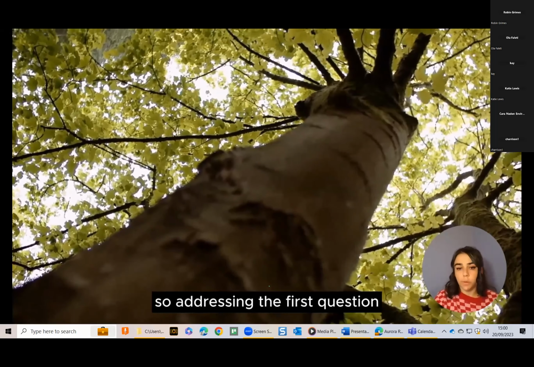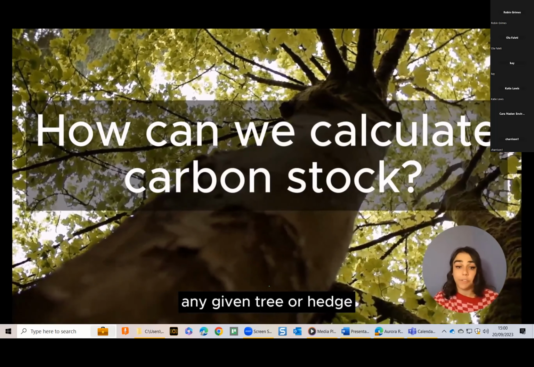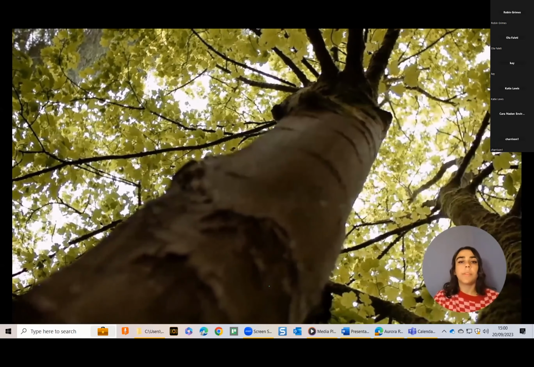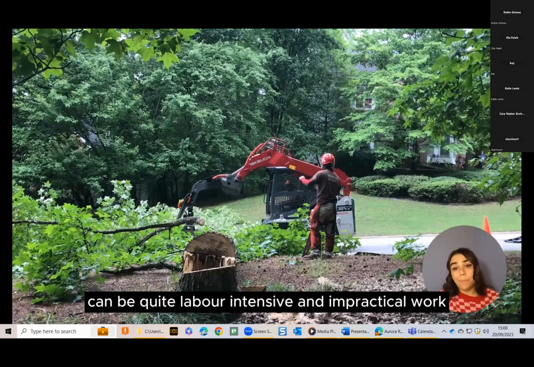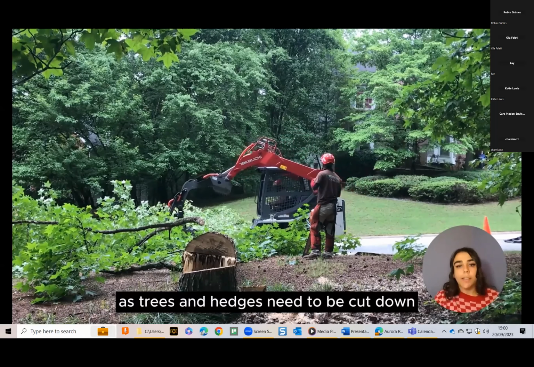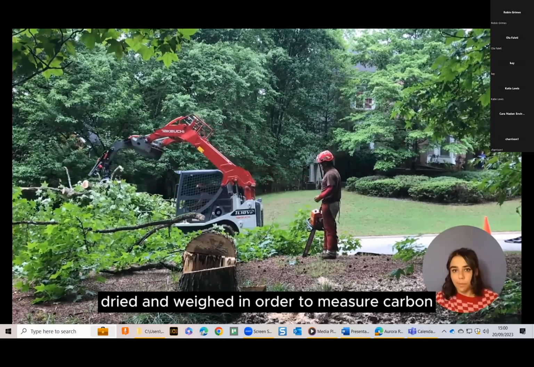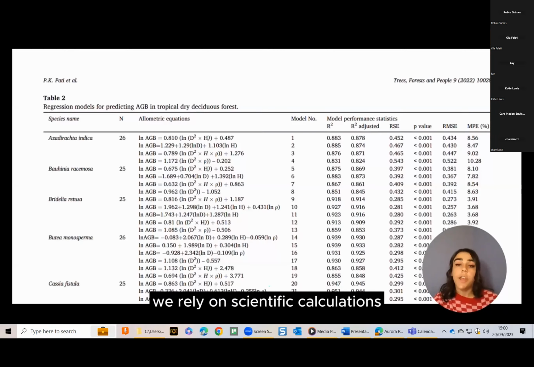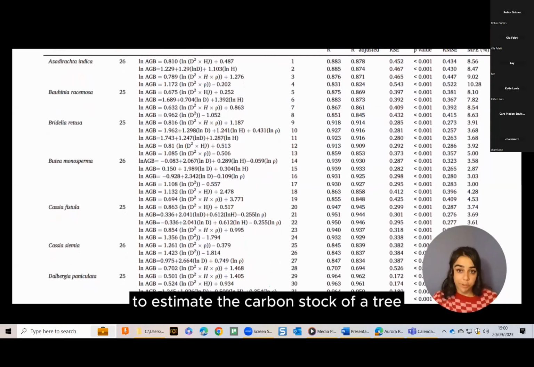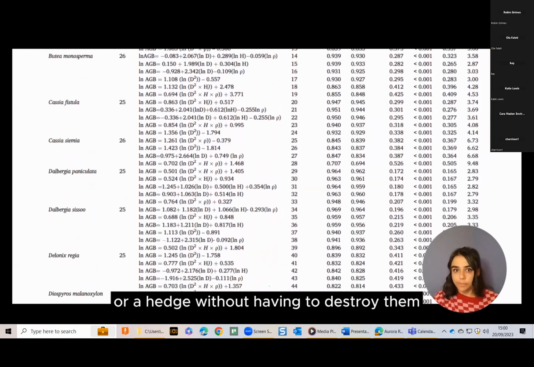So addressing the first question, how do we calculate how much carbon is stored in any given tree or hedge? Physically measuring carbon storage in trees and hedges can be quite labour-intensive and impractical work, as trees and hedges need to be cut down, dried, and weighed in order to measure carbon. So as a solution, we rely on scientific calculation to estimate the carbon stock of a tree, a group of trees, or a hedge without having to destroy them.